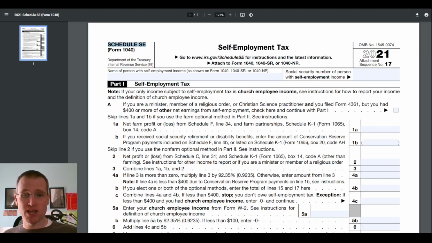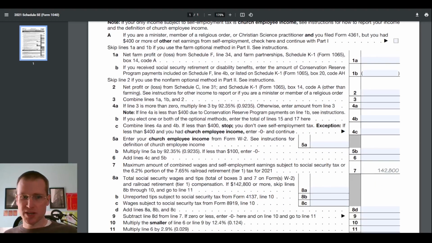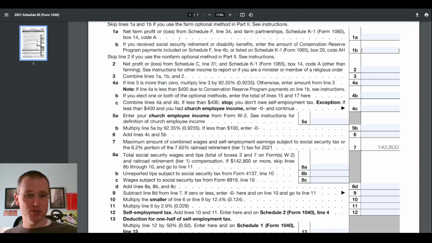This is going to be about Schedule SE, which is how you compute your self-employment taxes, so you know how much Medicare and Social Security tax to pay on the profits from your card dealing business. Just like all your IRS forms, you just start reading the lines, you see what applies to you. You're probably not a minister or a Christian Science practitioner. It's unlikely if you're watching these videos. And you probably don't have any net farm profit or loss. Maybe you have Social Security, retirement, or disability benefits. If so, put them there.